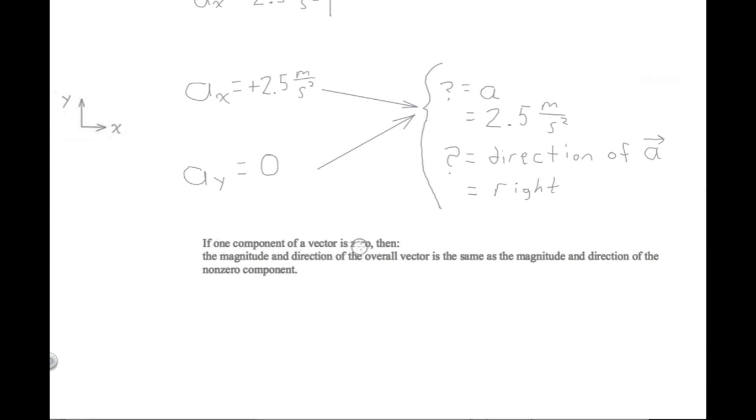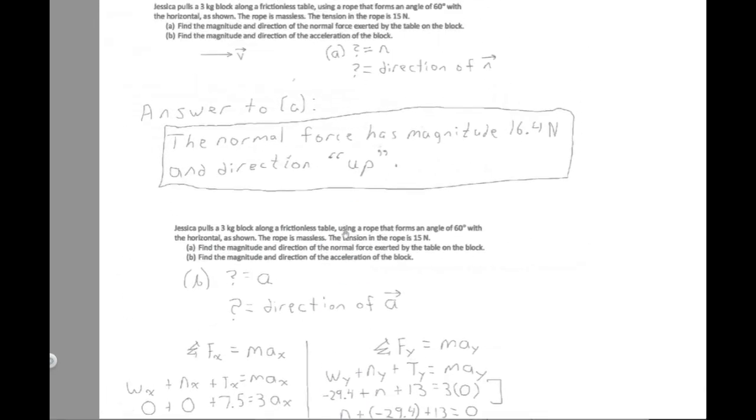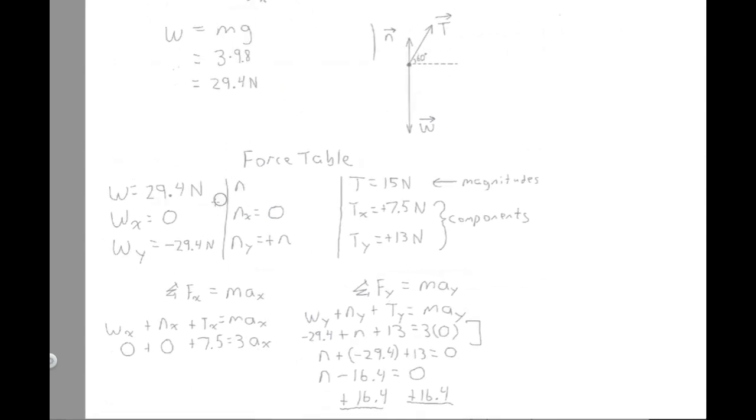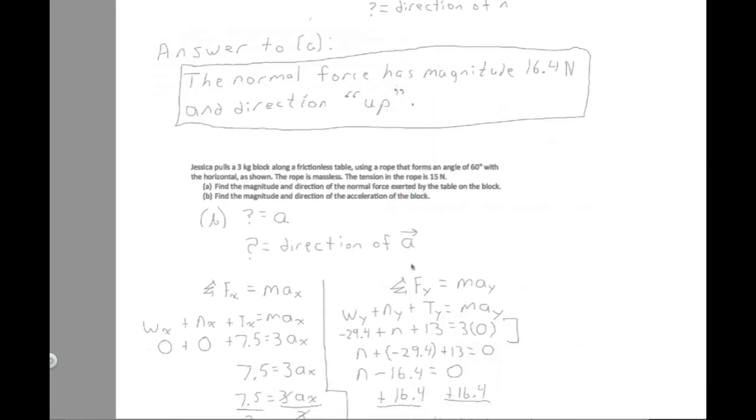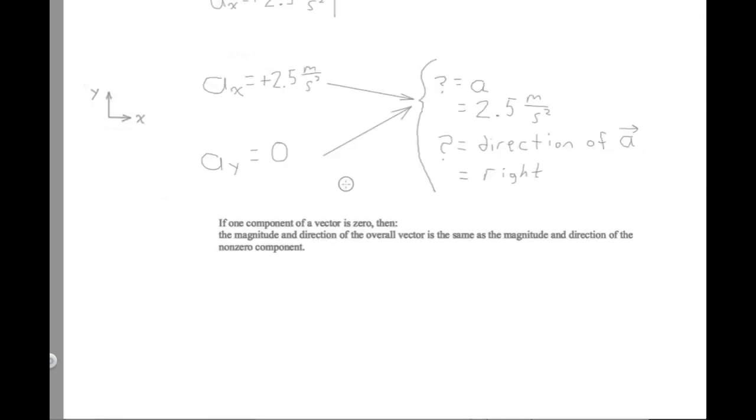When one component of a vector is 0, it's easy to figure out the overall vector, because the magnitude and direction of the overall vector will be the same as the magnitude and direction of the non-zero component. This is basically the same rule that we used earlier for breaking the weight and the normal force into components, because they both had one zero component. So now we've figured out the facts about the overall acceleration that the question was asking us for, and we can write down our answer to the question.